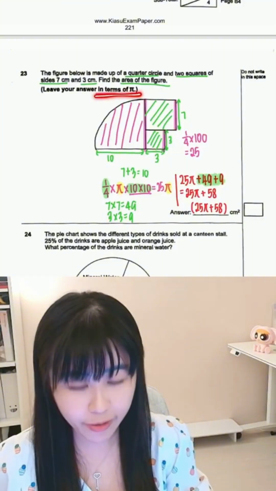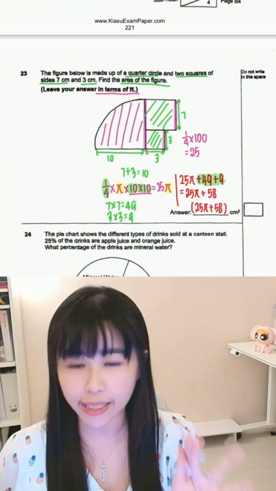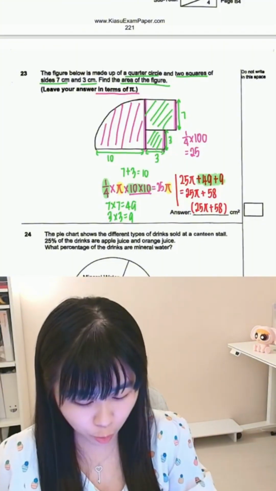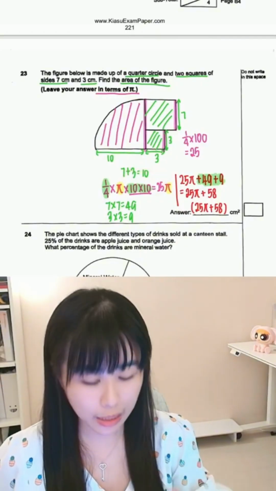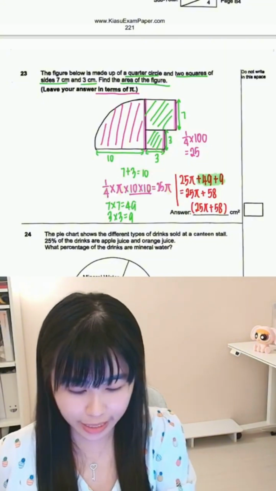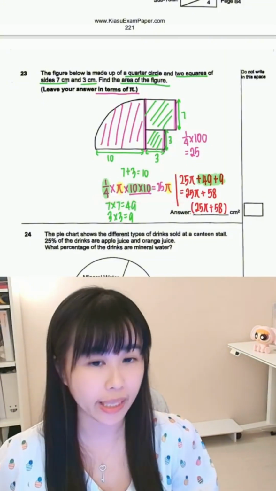If they say leave in terms of pi, do not use pi in the calculator. You are supposed to leave pi alone like this. You will learn how to manipulate this kind of thing more in algebra.